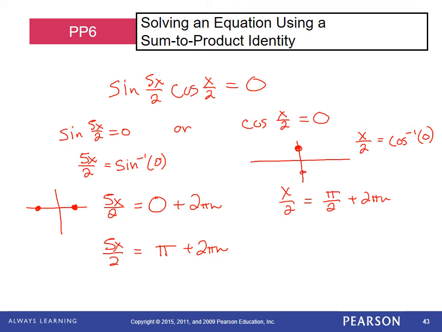Anywhere else? 270 or 3 pi over 2, plus 2 pi n. Okay. Again, this n value now gets a little more complicated because of that weird 5 over 2. How do we go 5 over 2? Okay, so let's do what we did last time here, which is we just solve it for x. We good?